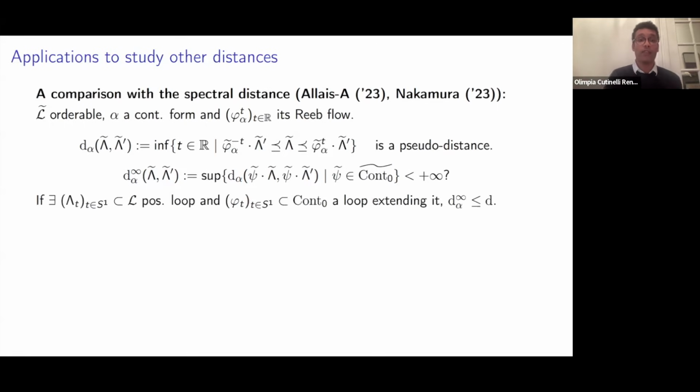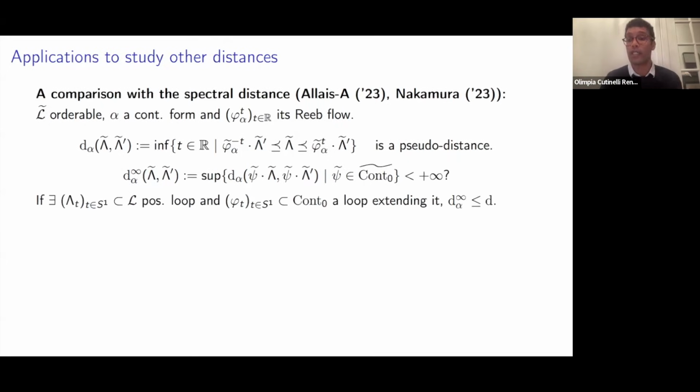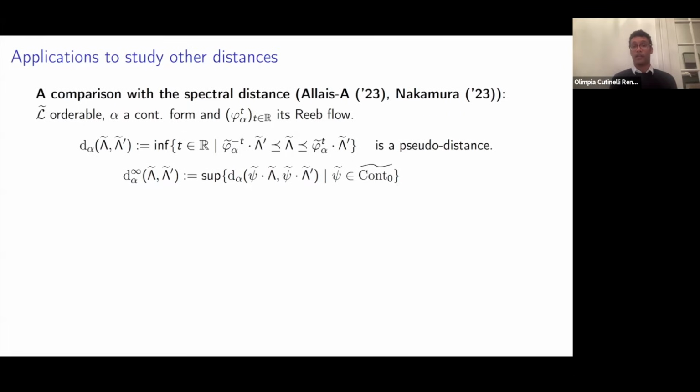And actually, if moreover you assume that you are in the hypothesis of theorem A, so if there exists a positive loop of Legendrians and a loop of contactomorphisms extending it, actually this distance is bounded. So this distance here is bounded, and it is actually less than the distance I've just constructed. So with the hypothesis of theorem A, this map is finite.